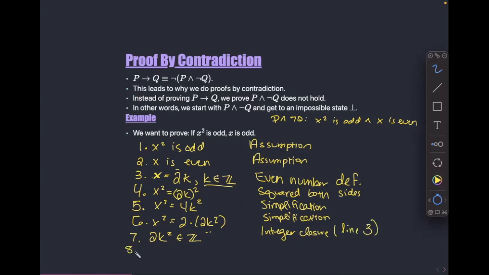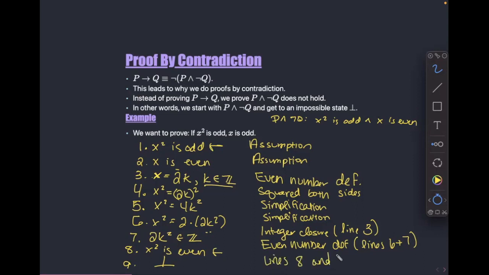And now that I have X squared is 2 times something and that something is an integer, I can say X squared is even. Again, this is just my even number definition, and I'm basically applying that to lines 6 and 7. And this is where I get my contradiction. Because I said on line 8 that X squared is even, but on line 1, I said that X squared is odd. So I can say lines 8 and 1 contradict.